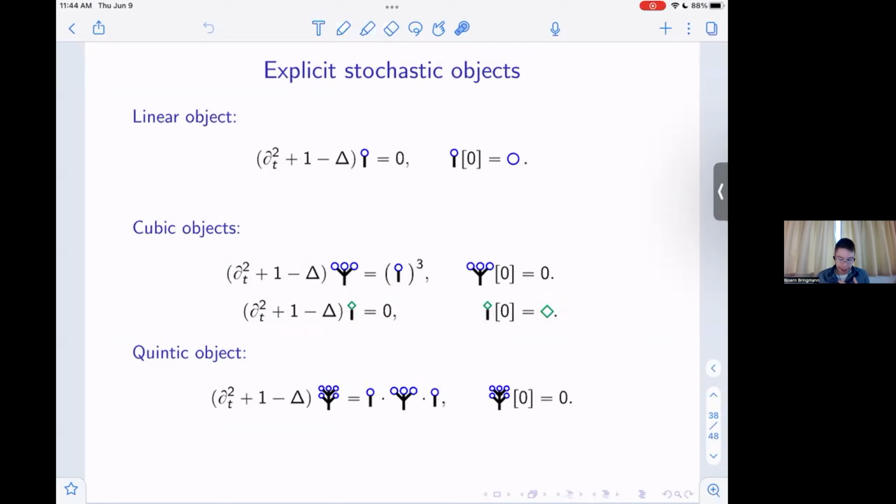And then lastly, I guess you can see where this is going. We have this quintic object right here. And when I hit this with a wave operator, I also get a quintic term on the right-hand side. So this is defined in a similar fashion.